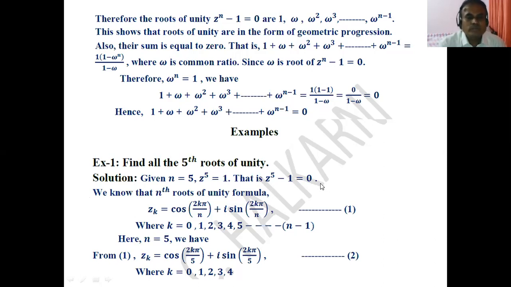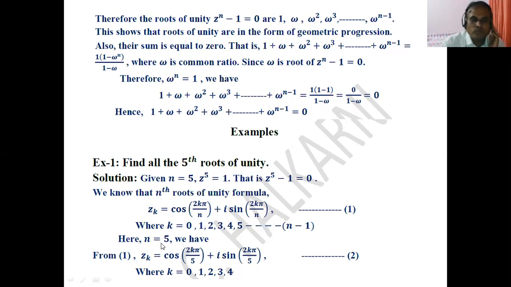Now we know the formula for the nth roots of unity, which we have seen in the above question. The formula is z_k equal to cos of 2k pi upon n plus i sin 2k pi upon n, equation 1, where k equals 0, 1, 2, 3, 4, up to n minus 1. In this example we are given the value of n, so n equal to 5.